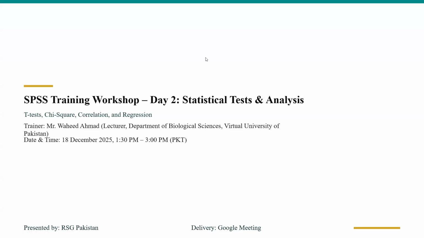Okay, let's start with the day 2 session, which is about statistical tests and analysis. In this workshop, we are going to apply statistical tests in SPSS. One of them is the t-test, the others are the chi-square test, correlation, and regression analysis. These are the 4 main themes which we are going to go through one by one in this session. So that was the agenda.